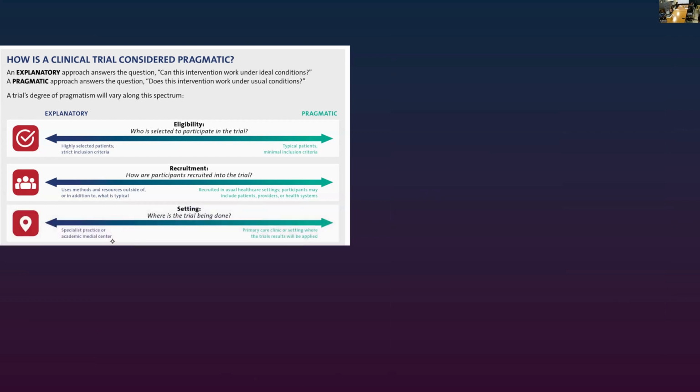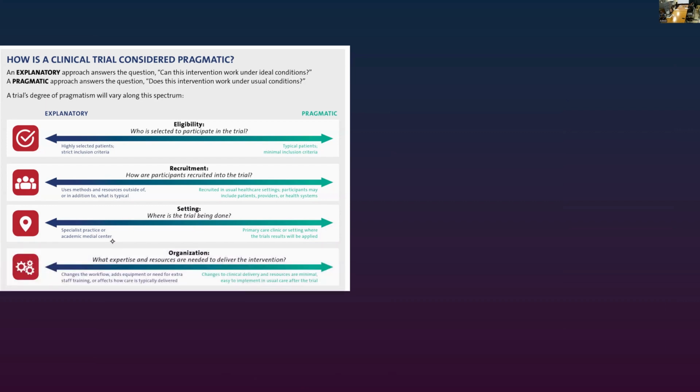So the setting can refer to either where it's being done geographically or the healthcare setting. Is it in primary care, secondary care, tertiary care? If it's in primary care, the results can be applied easily, or is it only at a very high specialist center? Then the generalizability comes down. Organization: do we need a lot of additional infrastructure from what is already available? If it's like doing a surgery at a tertiary care center, we may already be able to do it. Whereas if you're looking at something which needs additional input, additional training, that may be more explanatory in research.